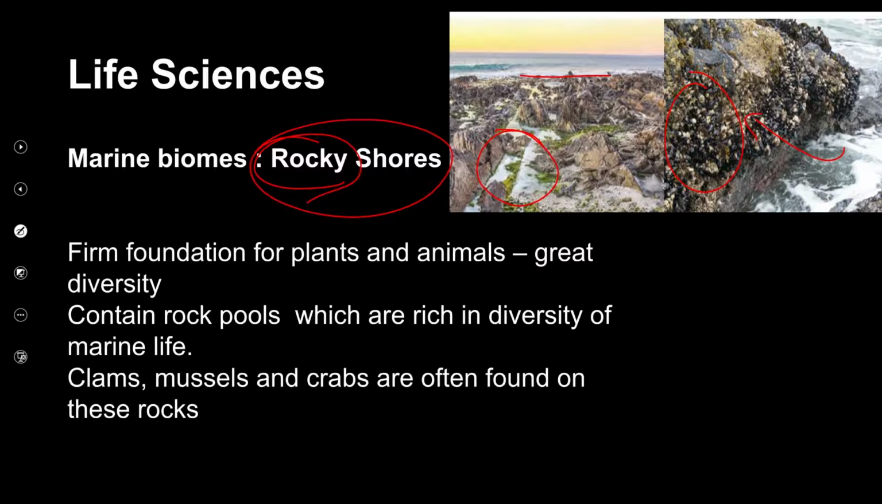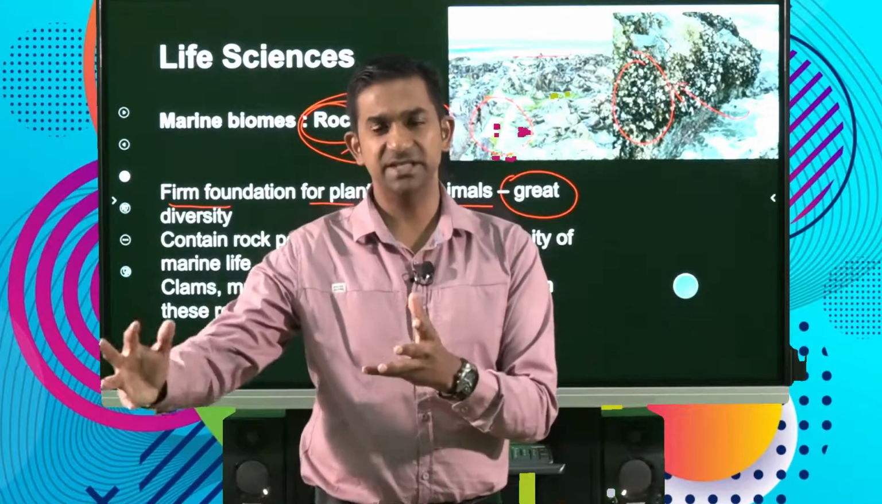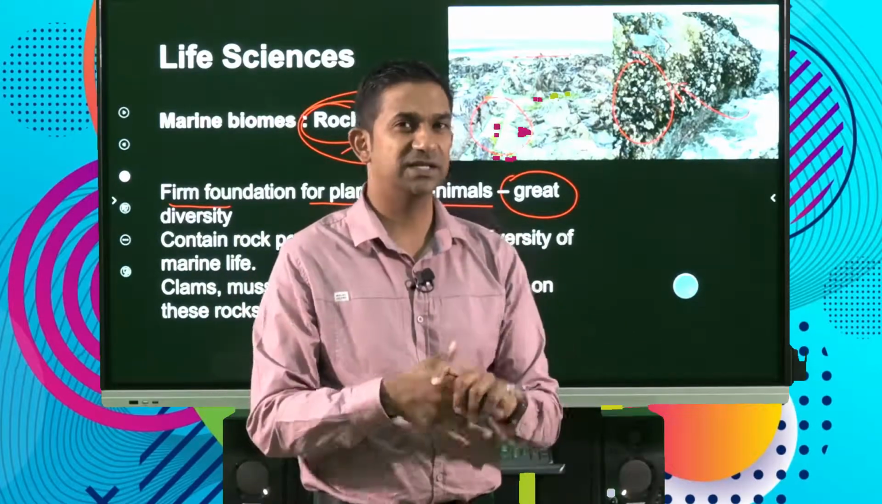So they form a firm foundation for plants and animals to live on. These areas show a great diversity of living organisms. So you'll find a lot of algae, lots of seaweed in these little areas. But they also form these little tidal pools. As the tide recedes, you'll find that water tends to accumulate in these rock pools.